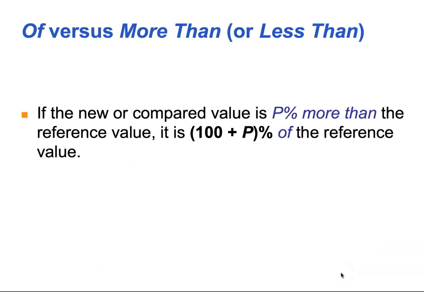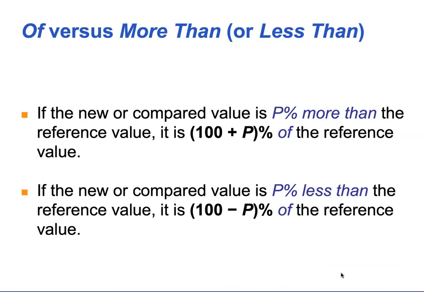Percent of versus more than or less than. If the new or compared value is p% more than the reference value, p just being the value, then it is 100 plus p percent of the reference value. If the new or compared value is p% less than the reference value, then you're going to take 100 minus p to get the percentage of the reference value. Okay?